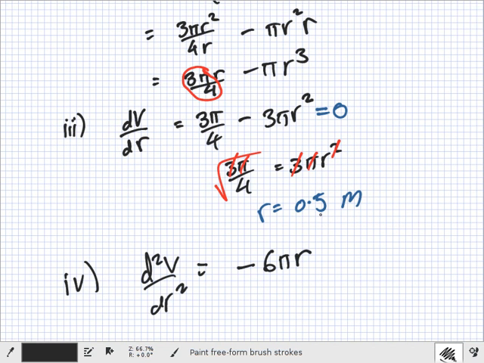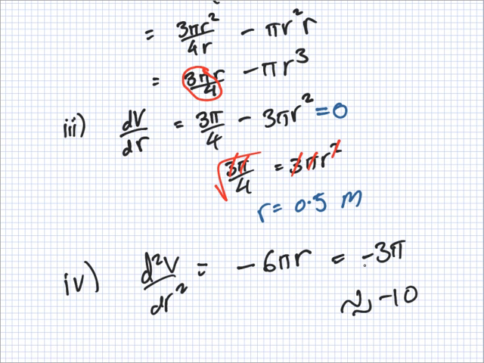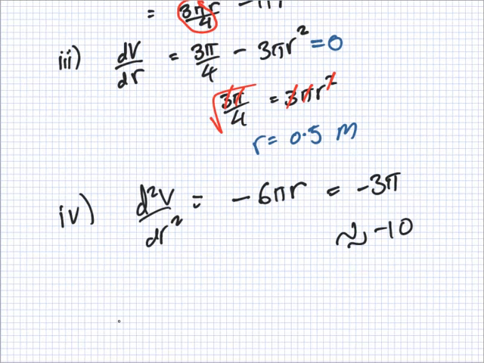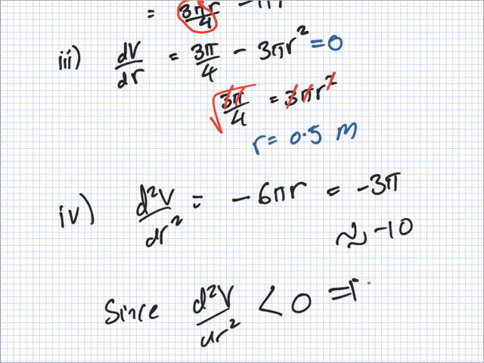And then what did we say the r is? 0.5. So this becomes minus 3 pi, which is roughly minus 10. But we don't care about the exact number. We just care about knowing if it's positive or negative. And since the second derivative is negative, what does that tell us? Do we have a maximum or a minimum? It's actually the opposite of what you think. If you have a negative, it means you have a maximum. And if the second derivative is positive, it means you have a minimum.